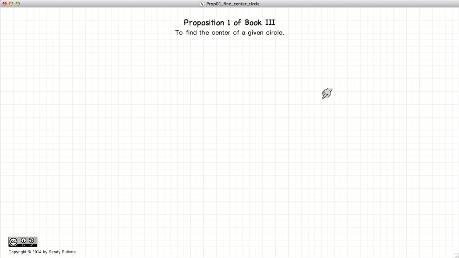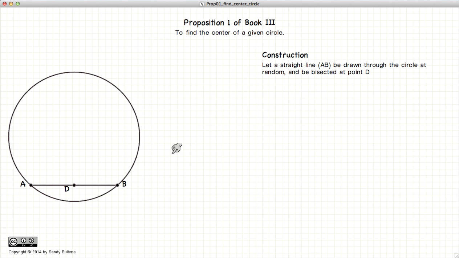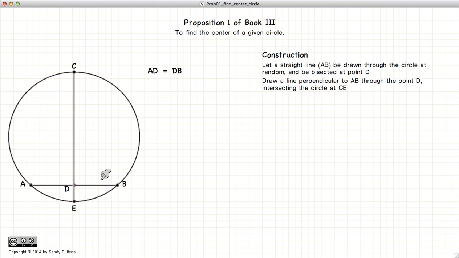This tutorial is going to be on Proposition 1 of Book 3, which gives us the methods used to find the center of any given circle. So first we have our circle, and we draw any line, we will call it AB, through the circle, bisect this line at point D. Next, we will draw a line perpendicular to AB through the point D and label that line CE. And finally, we bisect the line CE and label the point F. F is the center of the circle.